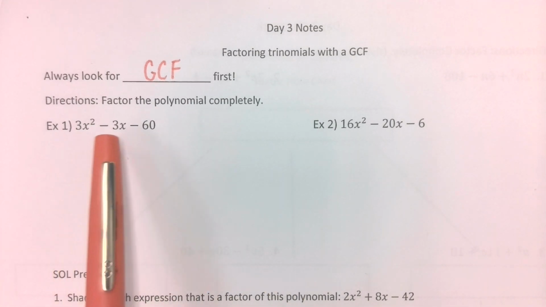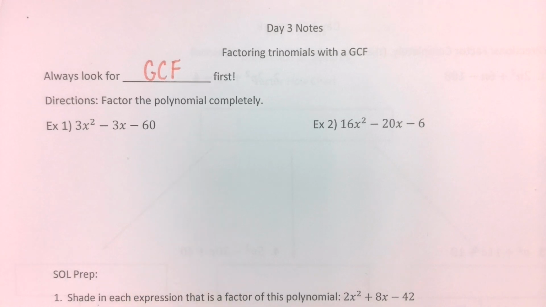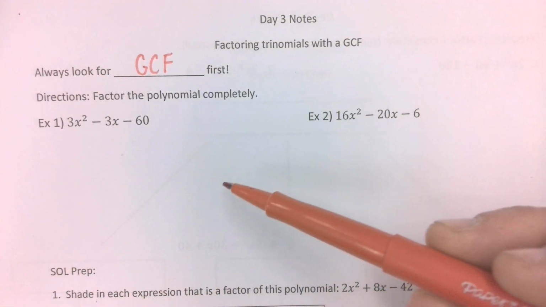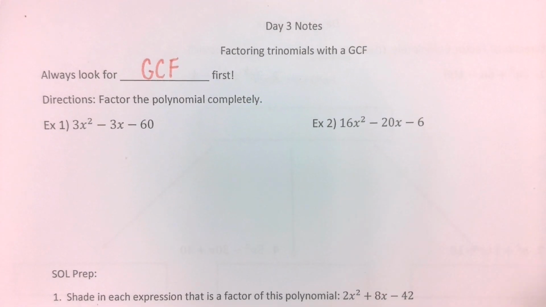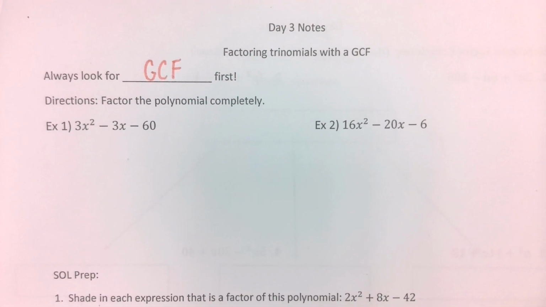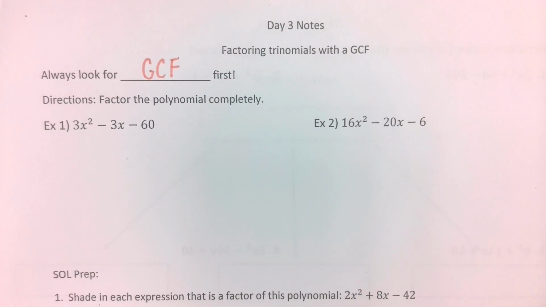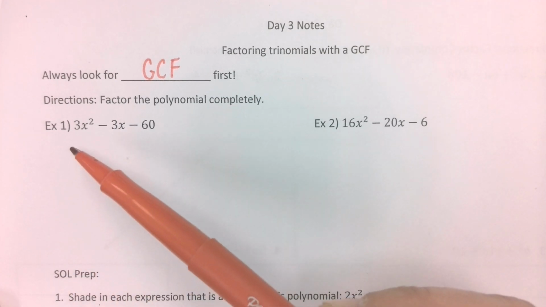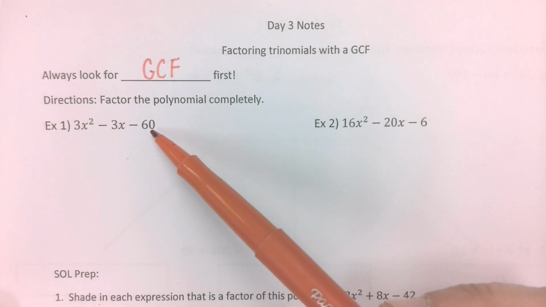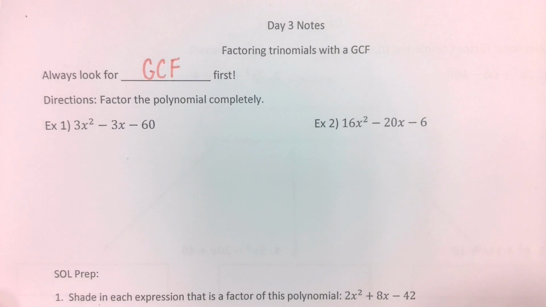So I have 1, 2, 3 terms, which means I can't put them in a box of 4 squares because I don't have 4 terms. As we learned last class, we can break that up. However, before I use my magic numbers to break this into 4 terms, I check and see, are there any values that I can take out of all 3 terms to start?